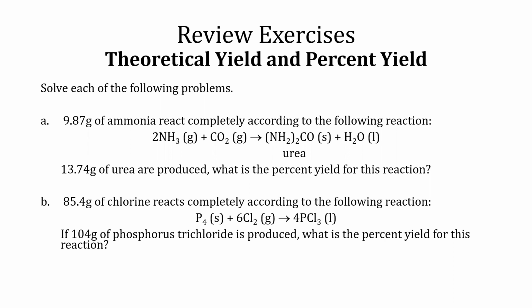B, 85.4 g of chlorine reacts completely according to the following reaction. P4(s) plus 6Cl2(g) forms 4PCl3(l). If 104 g of phosphorus trichloride is produced, what is the percent yield for this reaction?